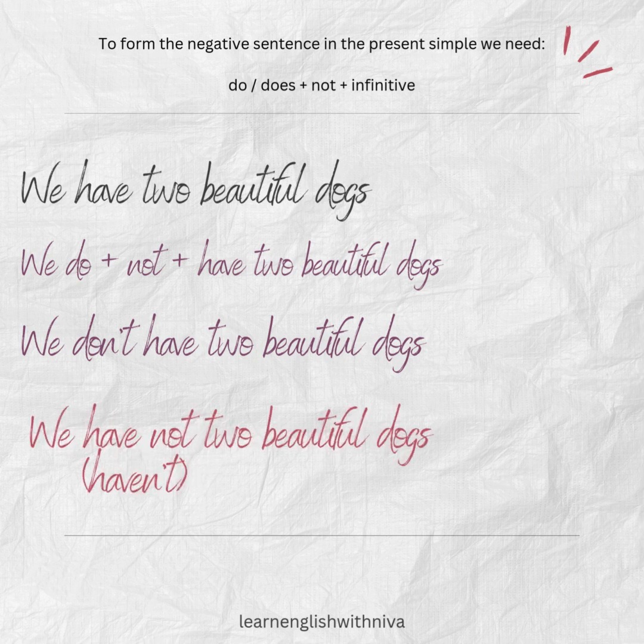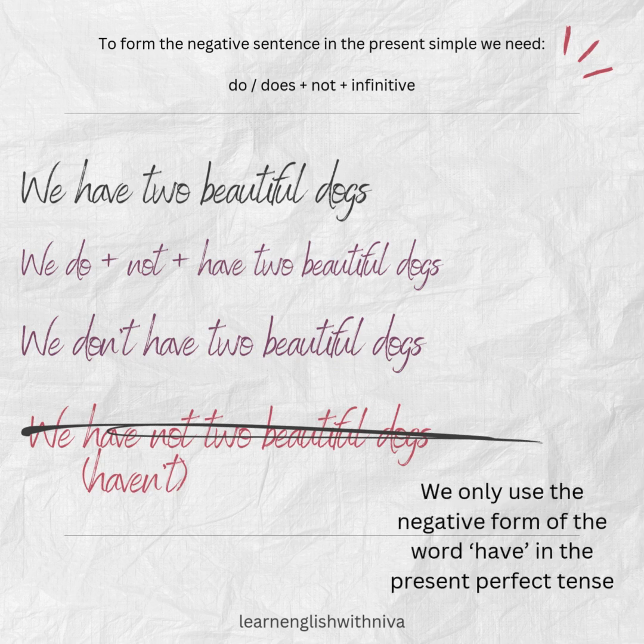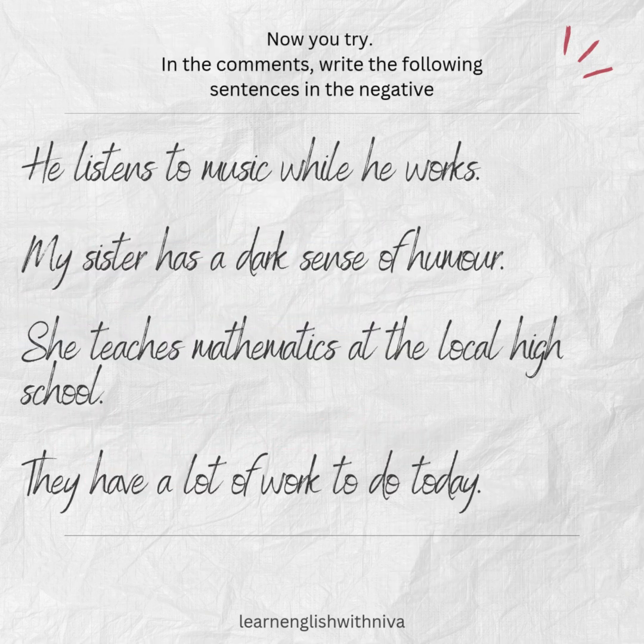It's a very, very common mistake for students to say we have not 2 beautiful dogs, because the verb have can actually be used in the negative, but it's not in the present simple. We only use it in the negative in the present perfect tense.